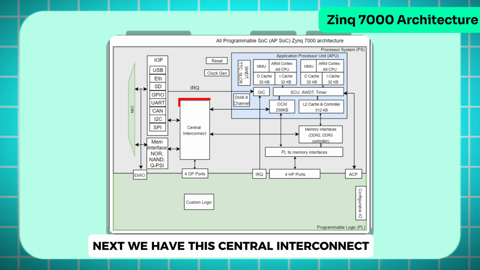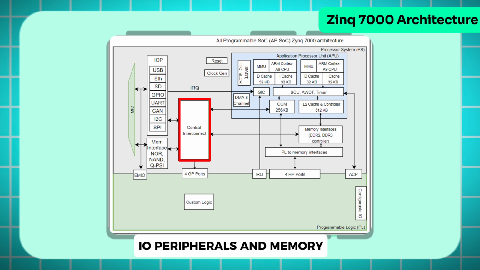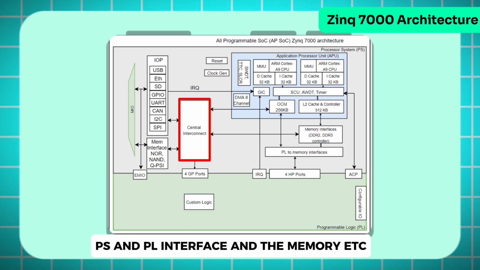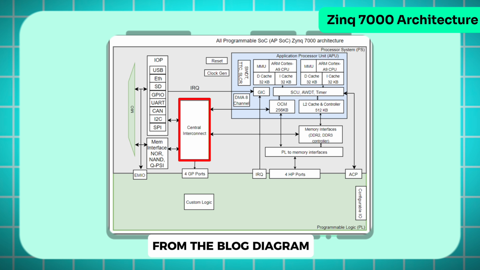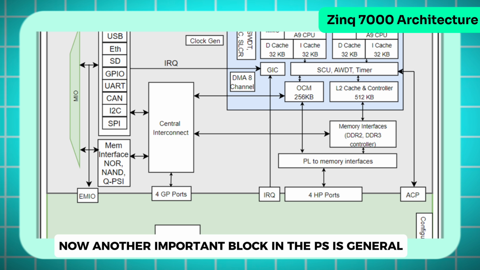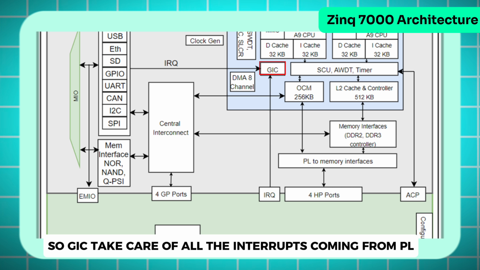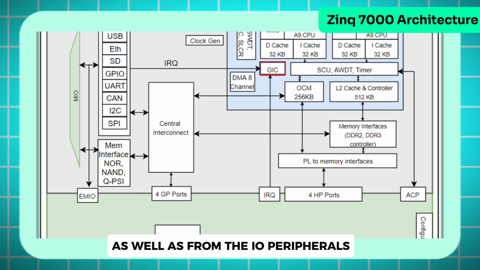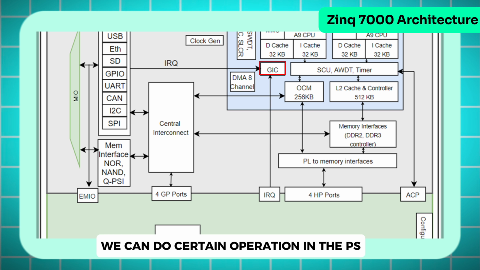Next we have the central interconnect. The central interconnect is nothing but the bridge between IO peripherals and memory, the PS and PL interface and the memory, etc., which is self-explanatory from the block diagram. Another important block in the PS is the General Interrupt Controller or GIC. The GIC takes care of all the interrupts coming from the PL as well as from the IO peripherals. And based on these interrupts, we can do certain operations in the PL.